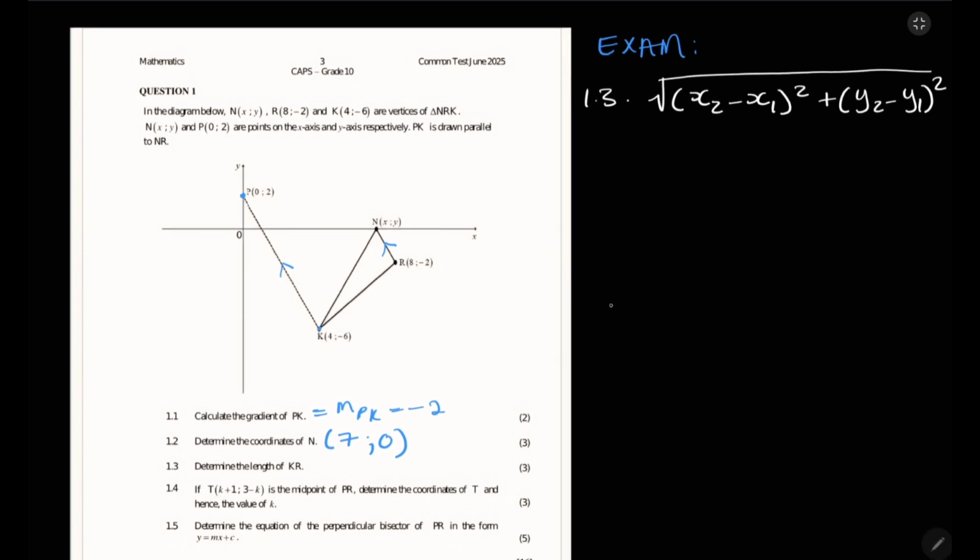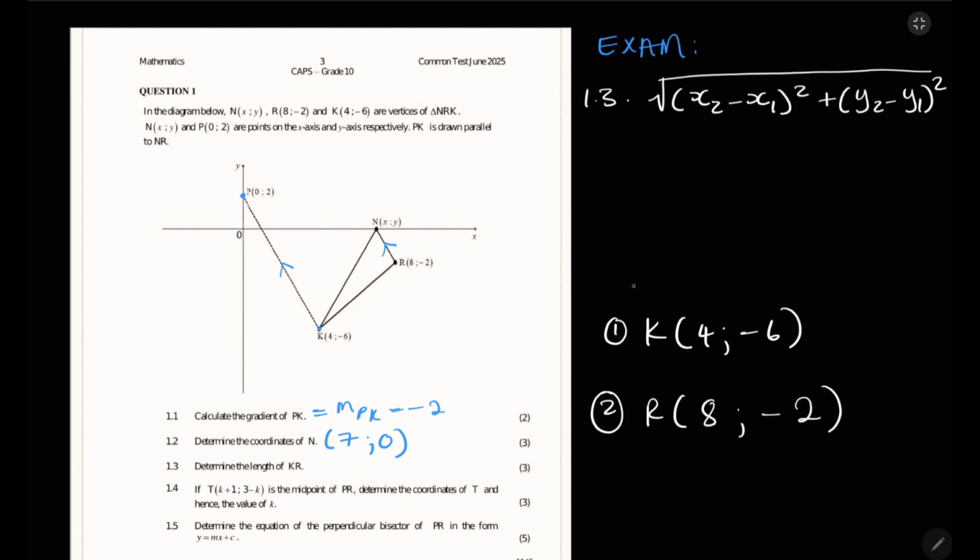Now let's substitute. Let's label our coordinates. We have K. What are the coordinates of K? 4 and -6. What's the other point? We have R, which is 8 and -2. This one's very straightforward. So that 4 is your x, the -6 is your y, that 8 is your x, and that -2 is your y. That will be x1, y1, x2, y2.